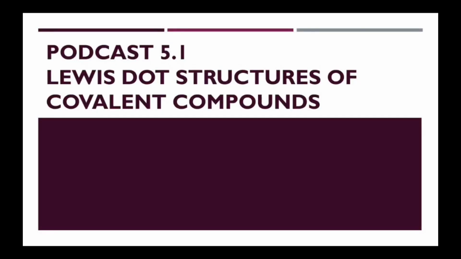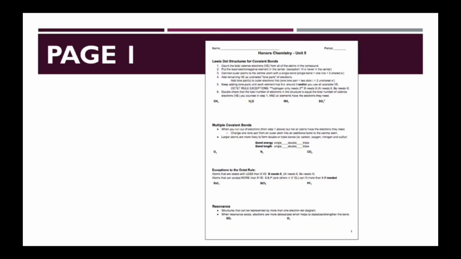Okay, so here in podcast 5.1, we're going to be talking about how to draw the Lewis dot structures of covalent compounds, which is really going to be the foundation of the rest of this unit. So it's a really important idea to get down.